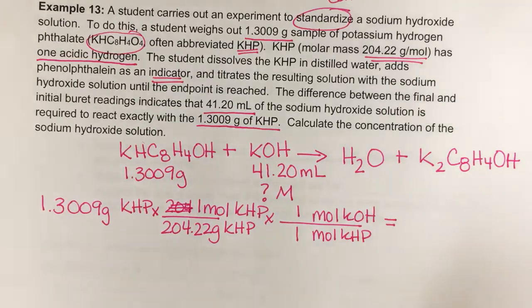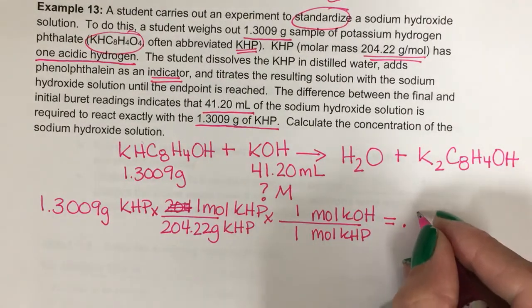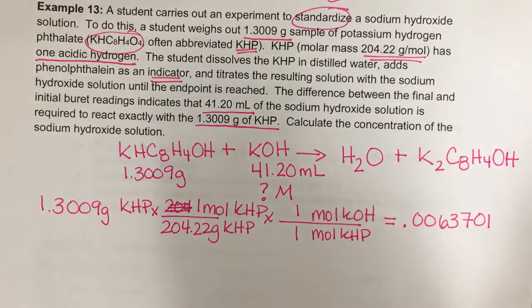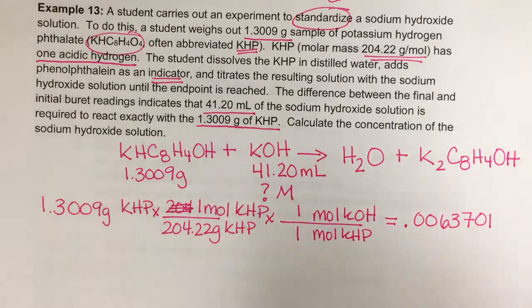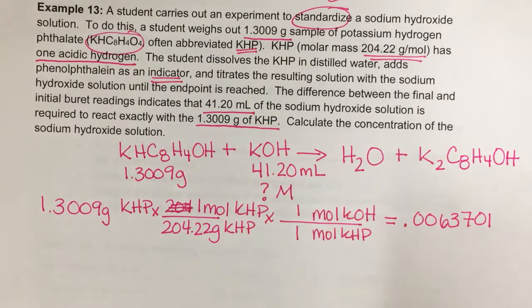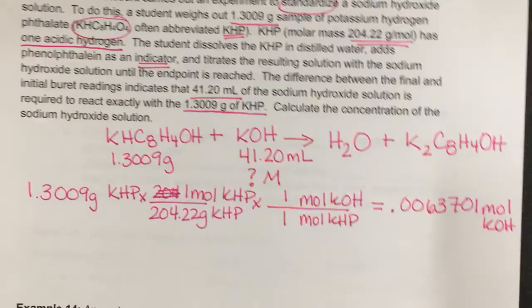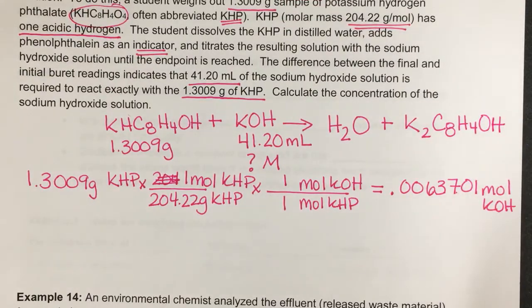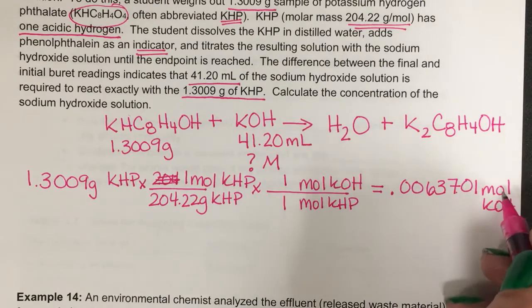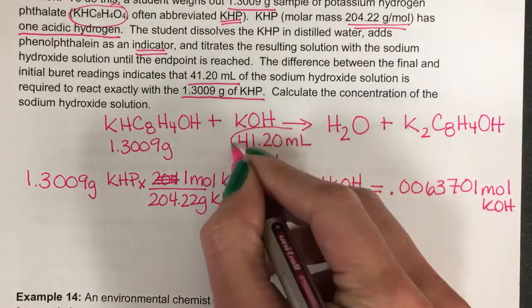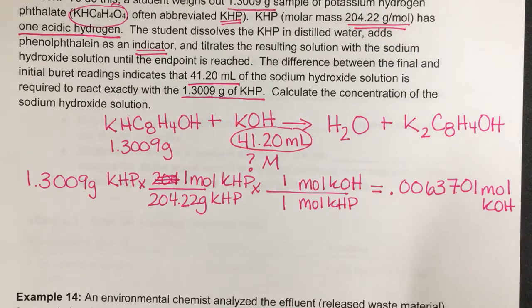So if I plug this into my calculator, I get 0.006371. I want to keep 1, 2, 3, 4, 5 sig figs. 1, 2, 3, 4, 5 moles of KOH. That is not my concentration. Concentration is molarity. Moles per liter. Well, I know I have this many moles in this many milliliters.